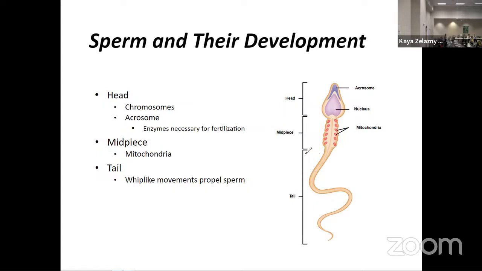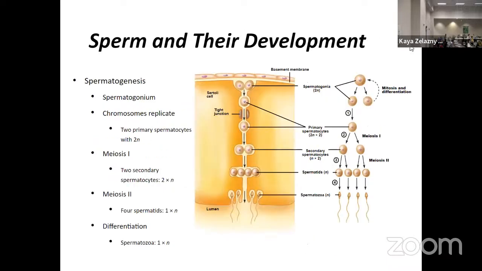And then we have the tail, or the flagellum, is the type of structure this is. So this whip-like tail is going to move back and forth and propel this sperm forward. So how do we get there?